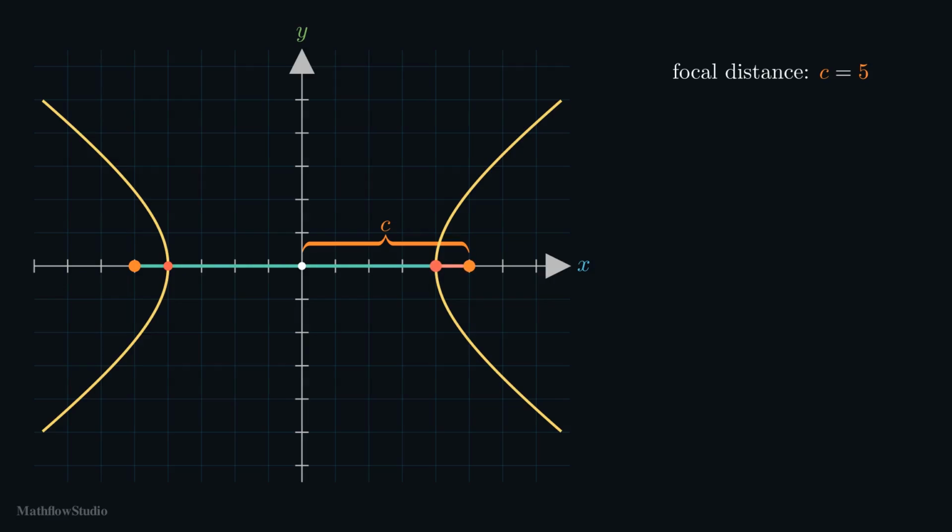Put P right at a vertex, and the two distances become easy. The far one is A plus C, the near one is C minus A. Subtract, the C's cancel, and the constant difference is exactly 2A.